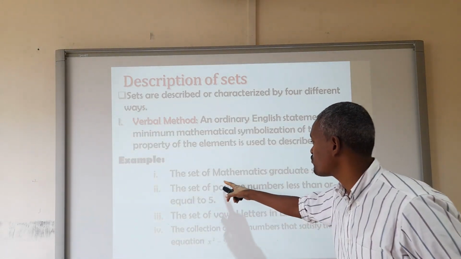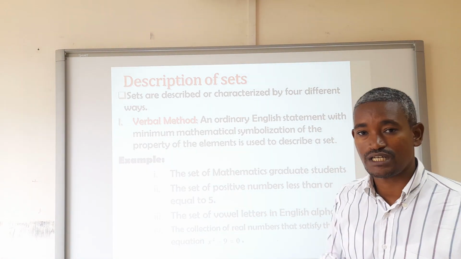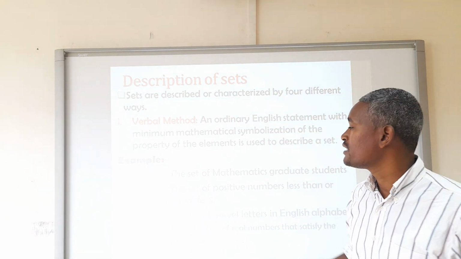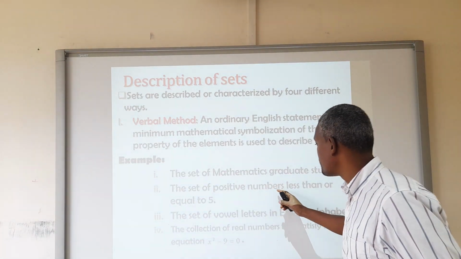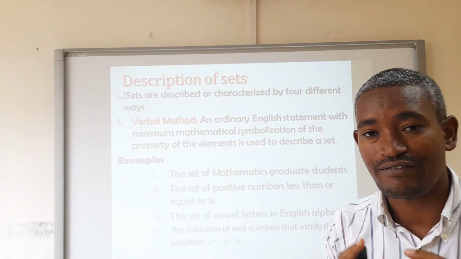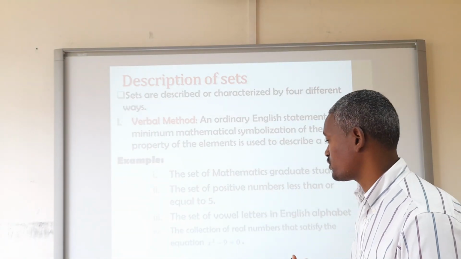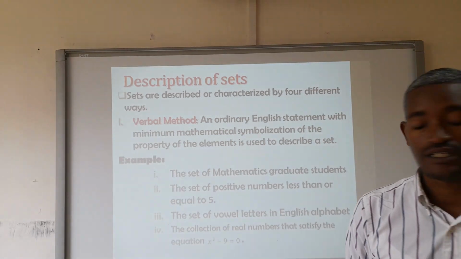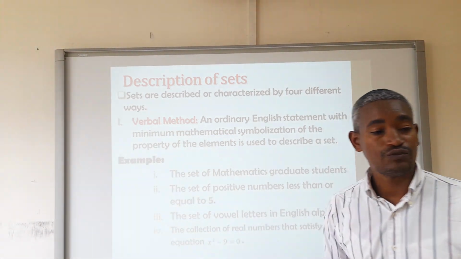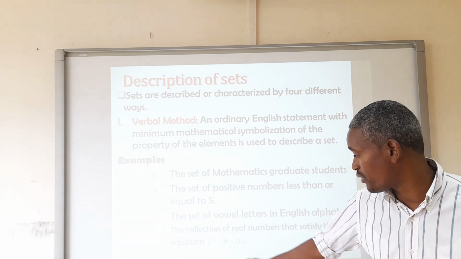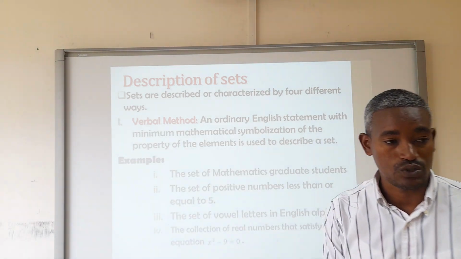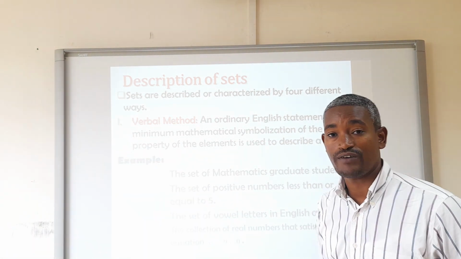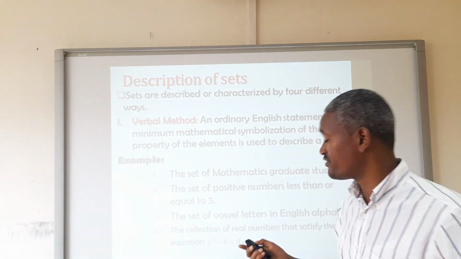For instance, the set of mathematics graduate students, which is a verbal expression of a set, and the set of positive numbers less than or equal to 5. The set of vowel letters in the English alphabet. The collection of real numbers that satisfy the equation x squared minus 9 equals 3, which is also another way of expressing a set using the verbal method.